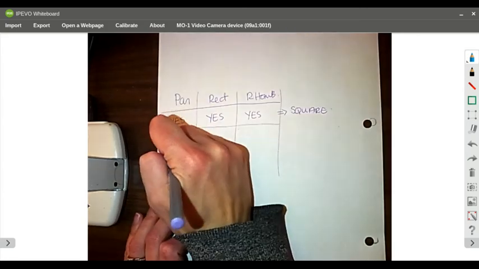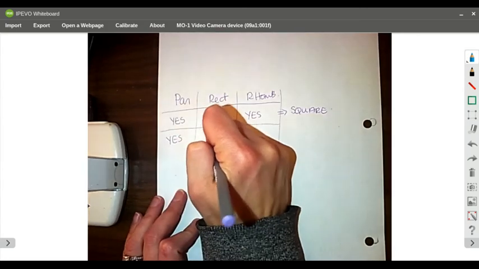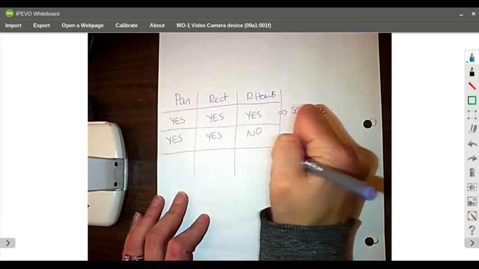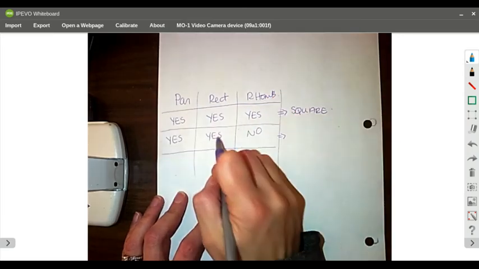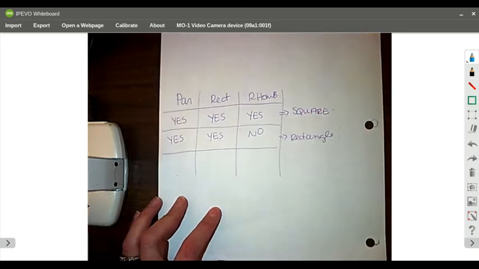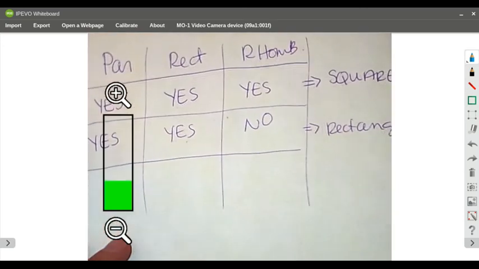What else could we get? What if we got, yes, it's a parallelogram. Yes, it's a rectangle. No, not a rhombus. That would be a rectangle, right? Sorry, let me zoom in on this a little bit. I don't know why I'm so far away.